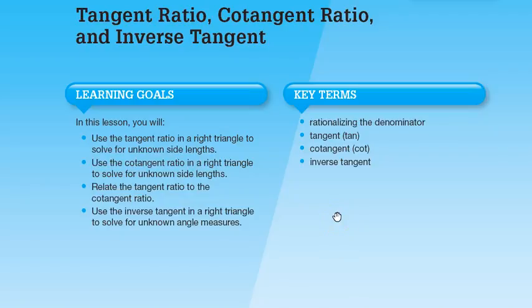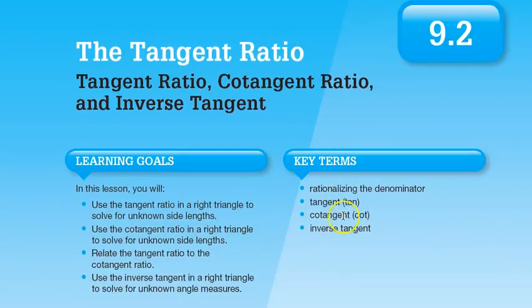Okay, so here we have lesson 9.2, which is all about the tangent ratio. And so you're going to learn about how to use the tangent ratio. You're going to learn about using the cotangent ratio, relating the tangent ratio to the cotangent ratio, recognize its relationship, and then using the inverse tangent in a right triangle to solve for unknown angle measures.